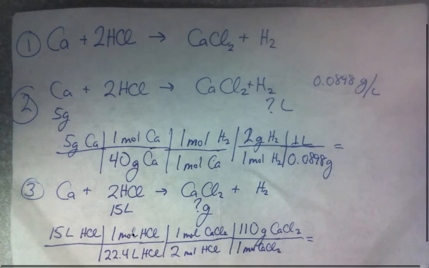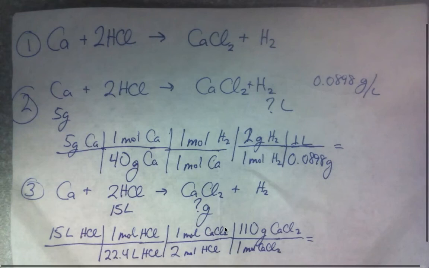Now you're left with 1 mole of HCl. And based on the balanced equation, 2 moles of HCl is equal to 1 mole of calcium chloride. So 2 moles of hydrochloric acid are on the bottom, 1 mole of calcium chloride on the top. Now your moles of hydrochloric acid are gone. You're left with 1 mole of calcium chloride.